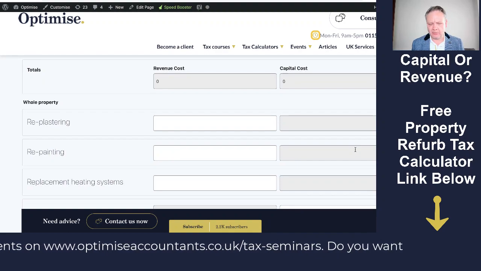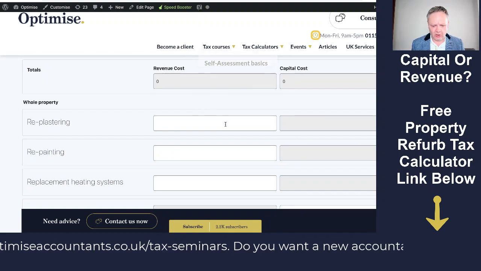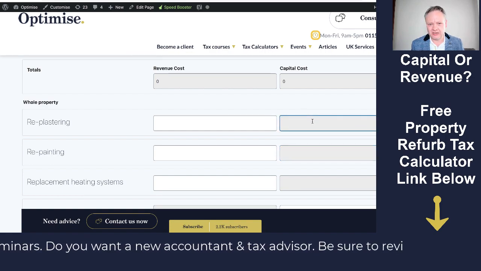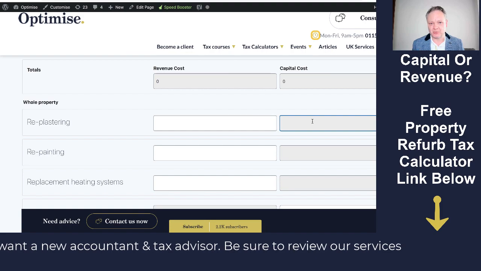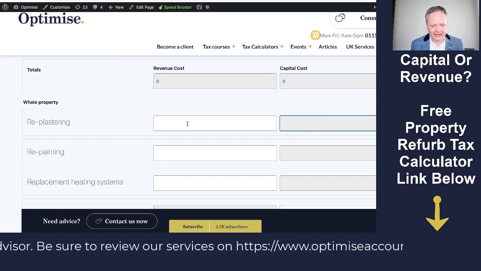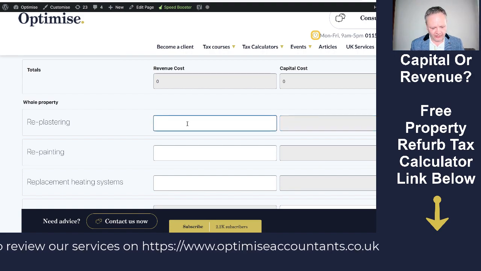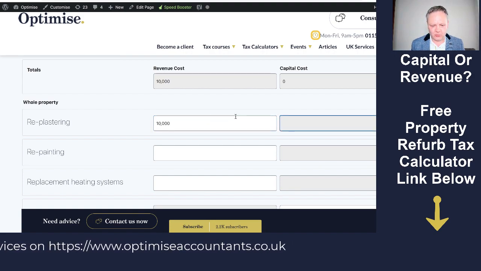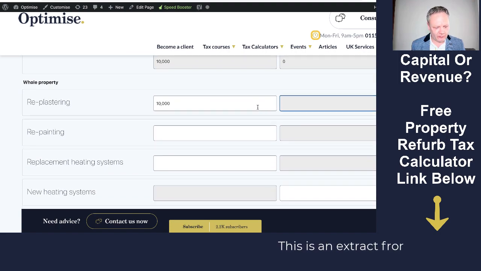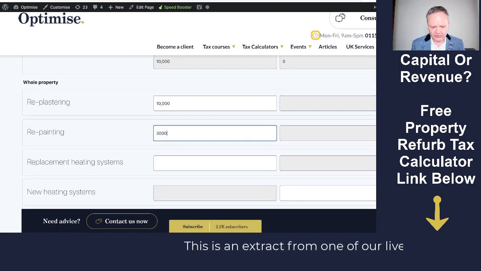So if you're doing a property refurbishment, you'll notice that you can't click on these grey ones. There is no way that you can enter information in there, and that's purposely done because it tells you straight away which category these will be in. So replastering a house, well, there's only one white box, so if we put in £10,000, it will automatically go in the revenue cost line for you. You'll see that there's a total line for that as well, for total revenue costs and total capital costs, just to help you out there. Repainting, let's just put in 3,000, and you kind of get the gist.